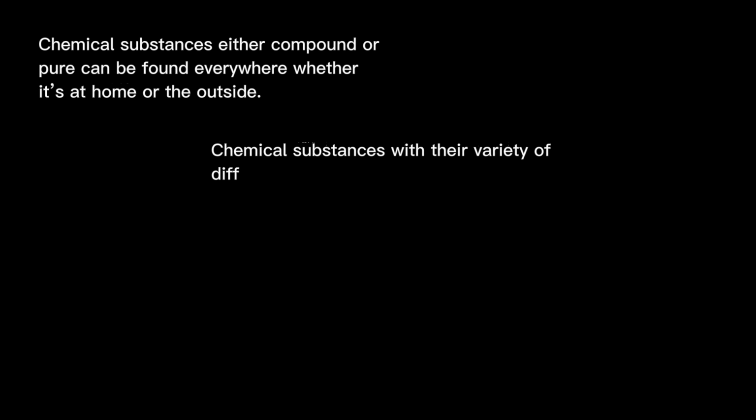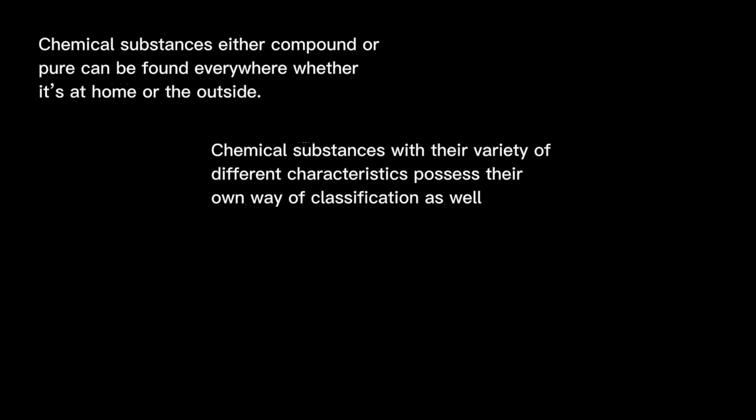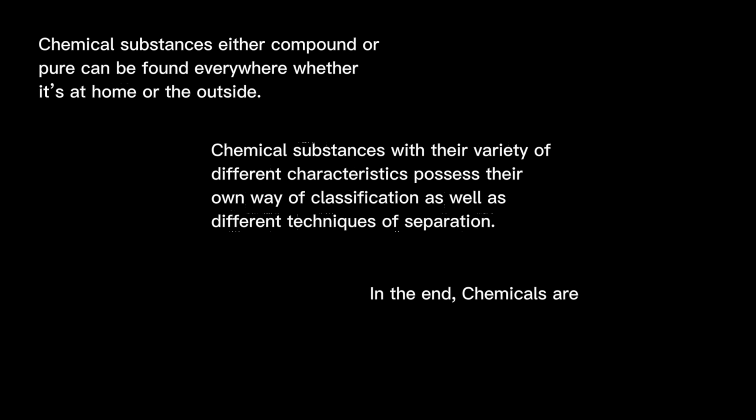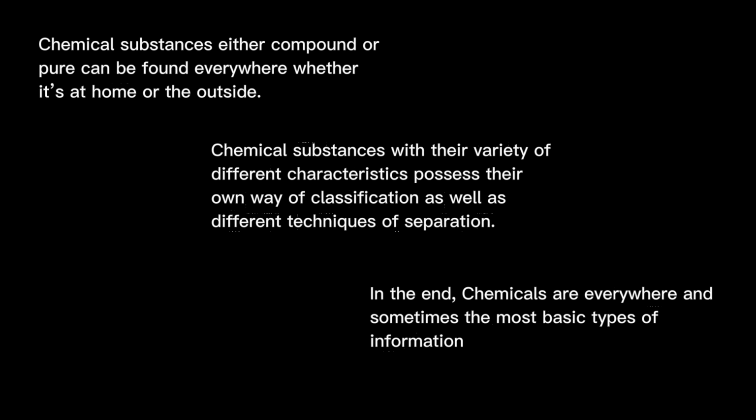This is our conclusion. For the conclusion, we have stated that a chemical substance, either compound or pure, can be found everywhere, whether it is at home or outside. Chemical substances with a variety of different characteristics possess their own way of classification as well as different techniques of separation. In the end, chemicals are everywhere, and sometimes the most basic types of information help us differentiate them from one another.